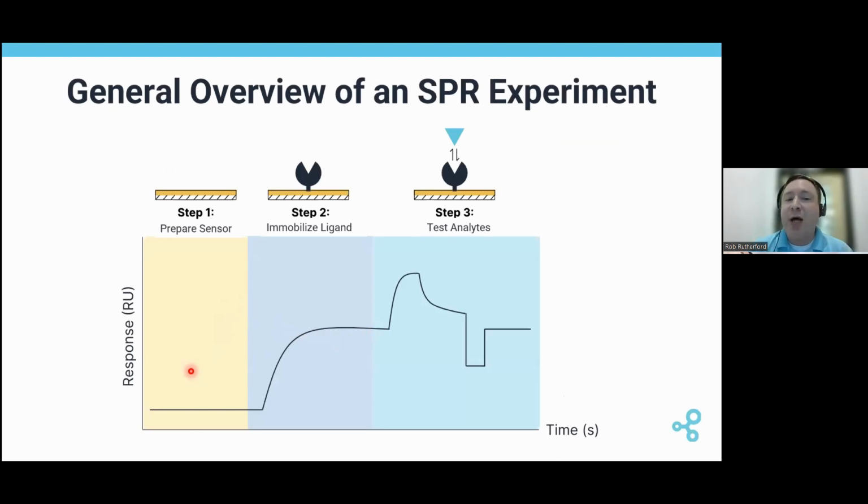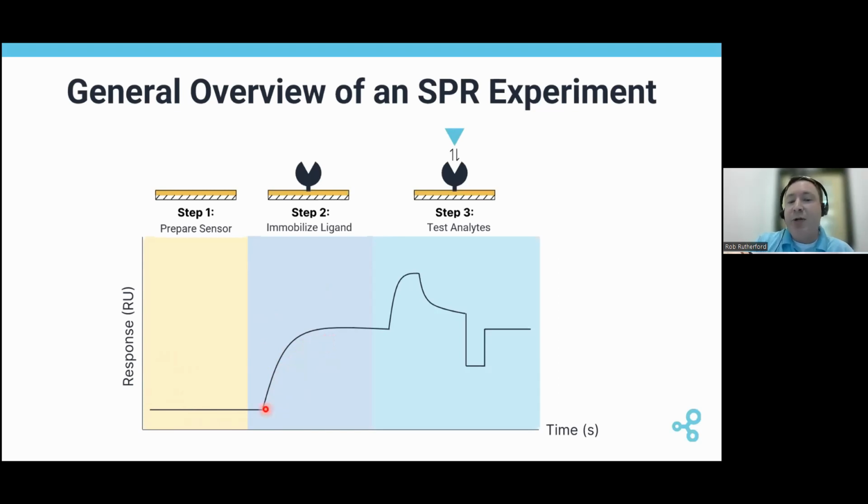The activation of our sensors depends on what sensor chemistry you choose, but basically at this time, you're prepping the sensor to be able to immobilize a ligand. And that's demonstrated for you as this flat baseline here, where you're passing running buffer across the system, then you're going to activate your sensor. Once the sensor is activated, the next step is to do an immobilization of your ligand. And so this is the dark blue in the center of the slide.